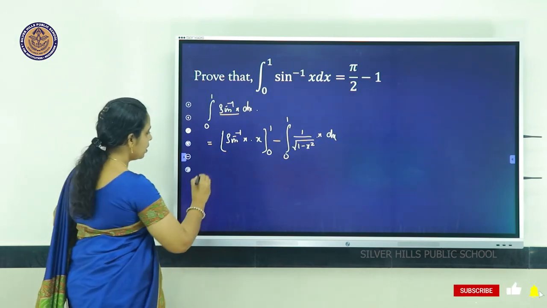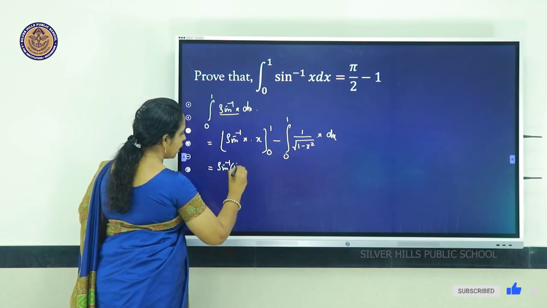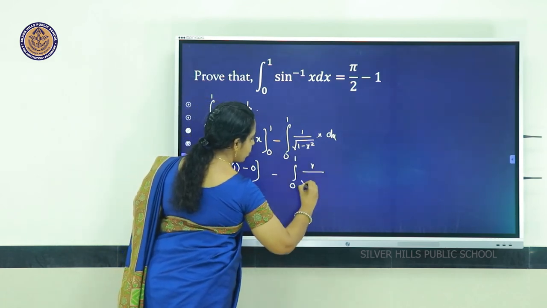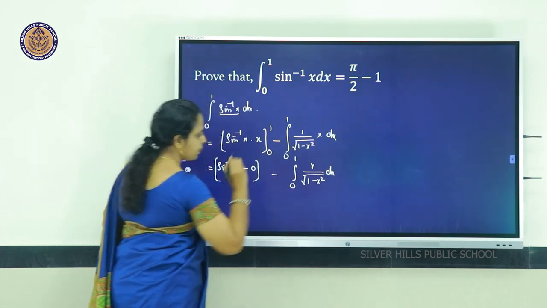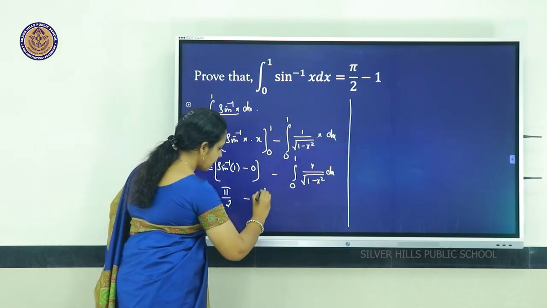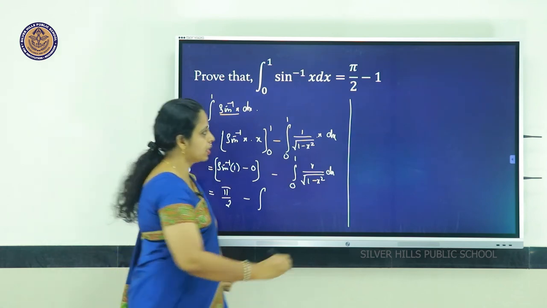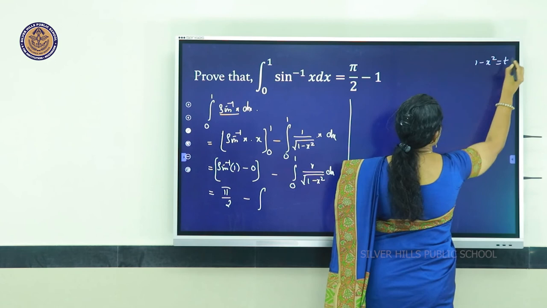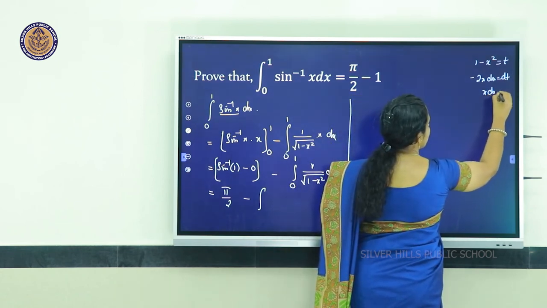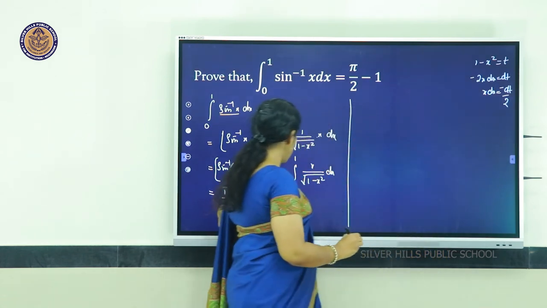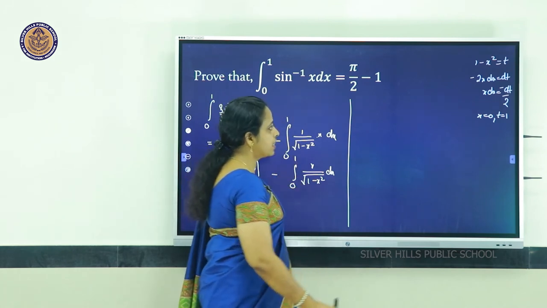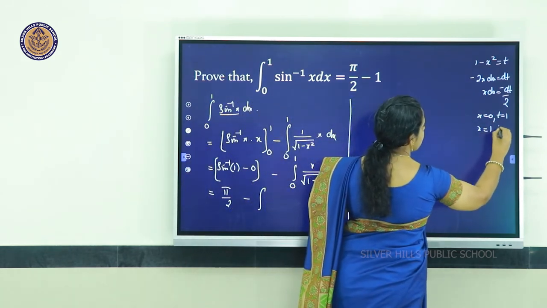Now, let us give the limits here. Sine inverse 1 into 1 minus 0, minus integral 0 to 1 x divided by root of 1 minus x square dx. Sine inverse 1 is pi by 2, minus 0, minus integral. Here we can give 1 minus x square equal to t, minus 2x dx equal to dt, or x dx will be equal to minus dt divided by 2. When x equal to 0, t will be 1. When x equal to 1, t will be 0.